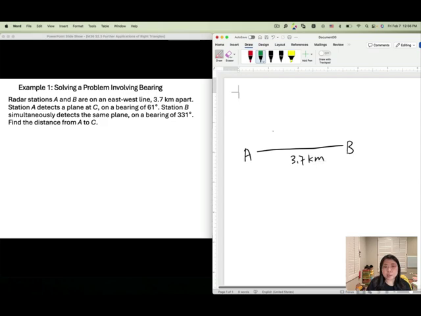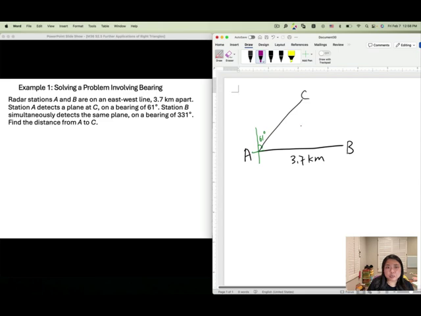Station A detects a pan at C on a bearing of 61 degrees. So what you're going to do is draw the compass here. They say a bearing of 61 degrees, so starting from the north, you go about 61 degrees clockwise. Then you draw the line like here, and we call this point C. So this is 61 degrees. I'm going to extend the line here.